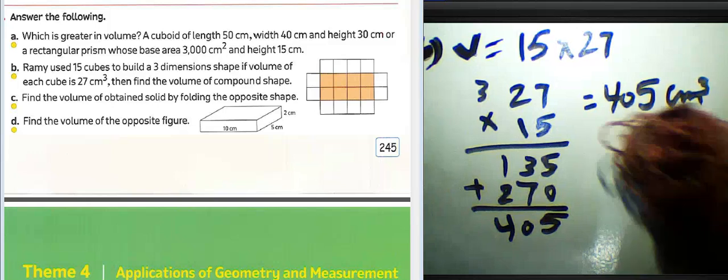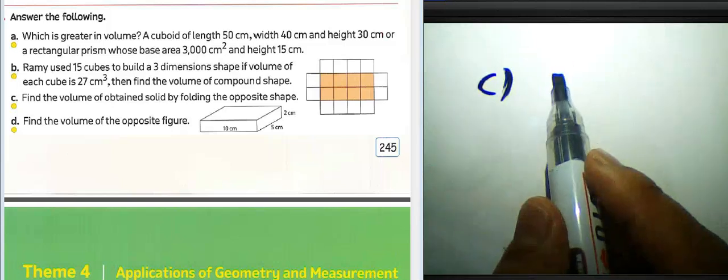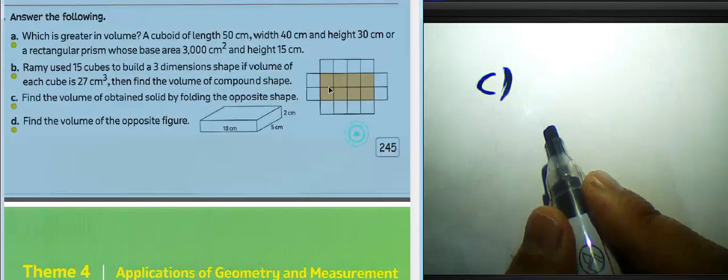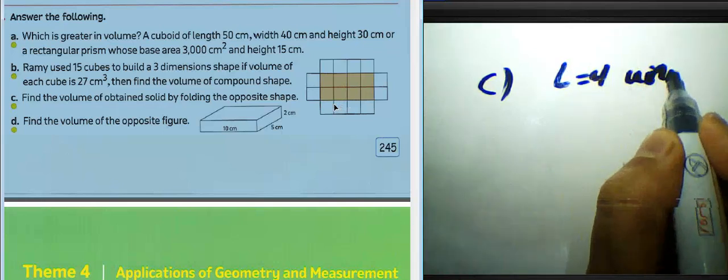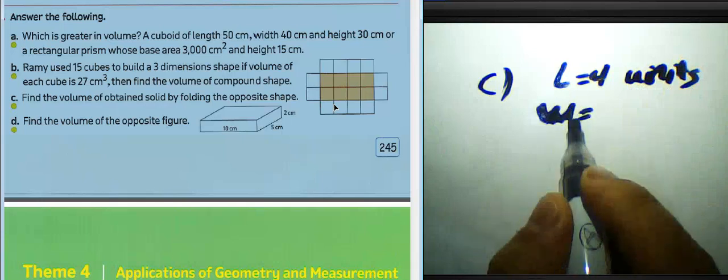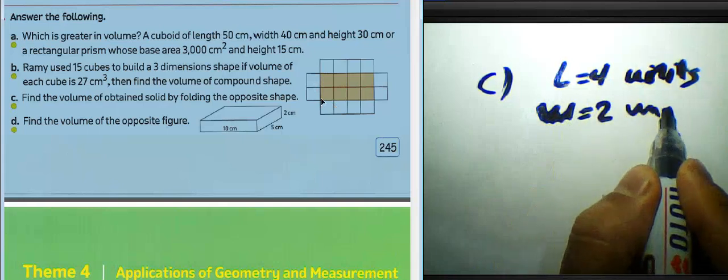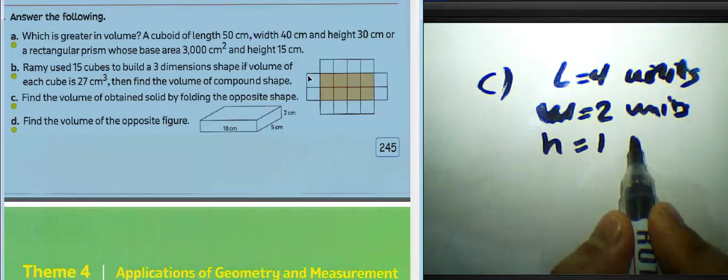Letter C. Look with me at letter C here. Find the volume of the obtained solid in the shape. Look at here, this solid here. We want to find length and width and height. We have 1, 2, 3, 4. Okay, length 4 units and width, the width here equals 2 units and height 1 unit.